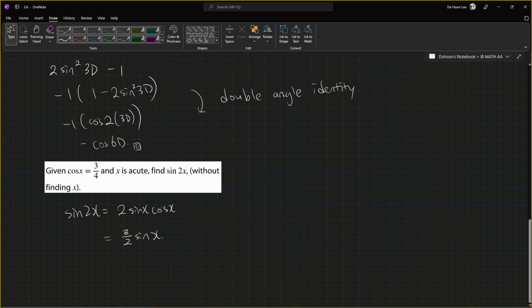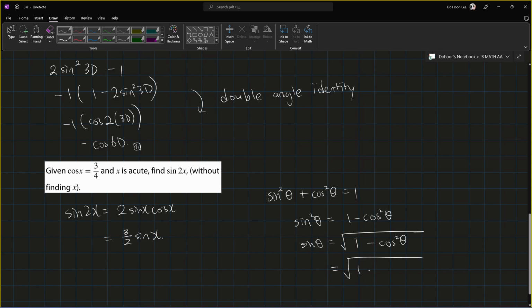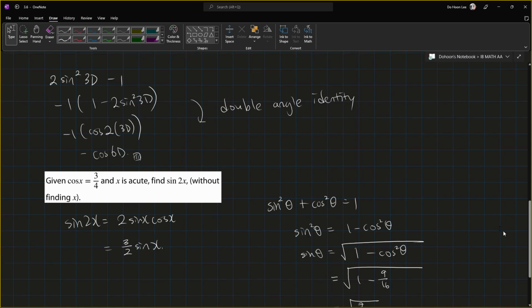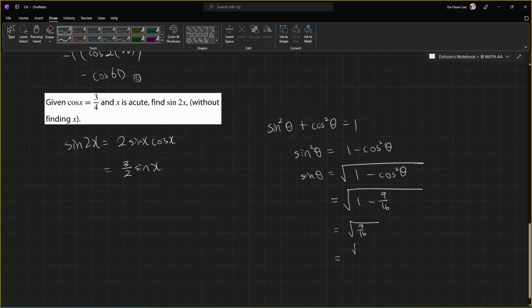Okay, but how can you find the sine x using the information given to us? Well, I think we can use the Pythagorean identity. So let's take out the Pythagorean identity. Sine theta squared plus cos theta squared equals 1. And I know that using the cos x, if I isolate the sine x here, sine squared theta equals 1 minus cos squared theta, and then sine theta will be square root of 1 minus cos squared theta. Let's just do that because we know cos x is 3 over 4, so cos squared should be 9 over 16. This is 7 over 16. We can say that this is square root of 7 over 4.